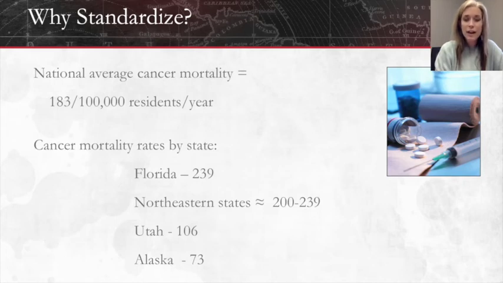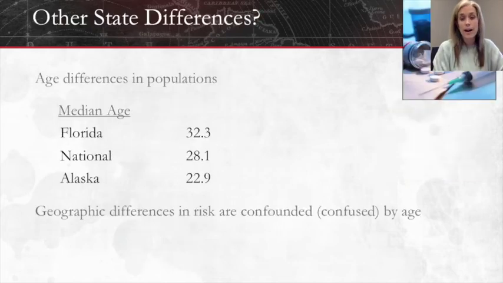So that we can say, okay, instead of comparing apples to oranges, an older population to a younger population, let's remove the effect of age in order to really compare apples to apples. And so the median age in Florida is roughly 32 years old, but the median age in Alaska is 22. So ultimately what that is saying is geographic differences in risk are what we say confounded by age.